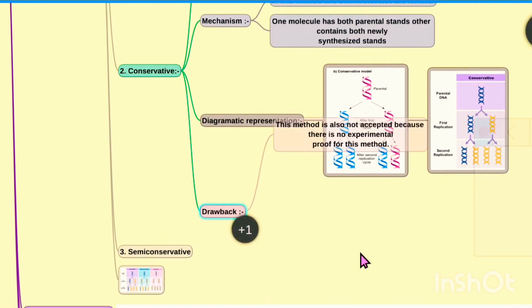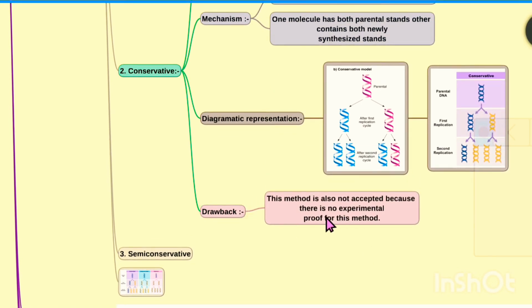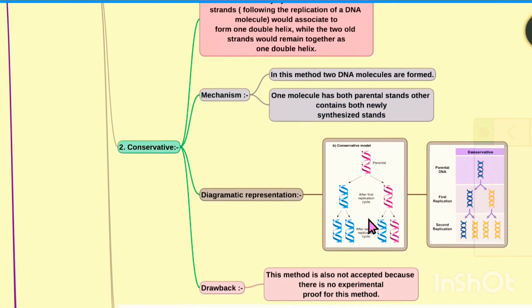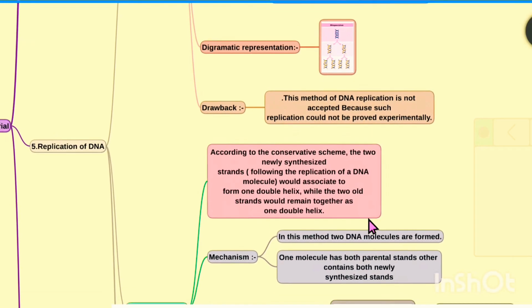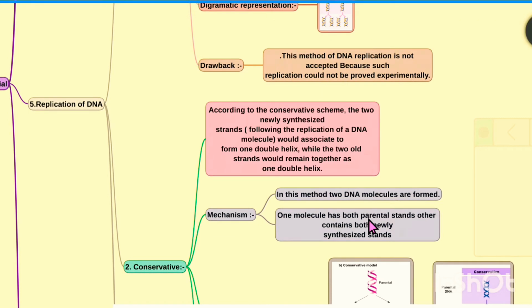The drawback of this conservative method: this method is also not accepted because there is no experimental proof for it. These two methods are not accepted because the experiments do not give proper proof.